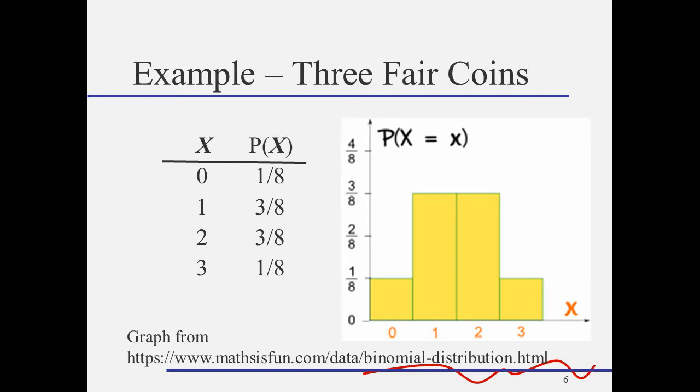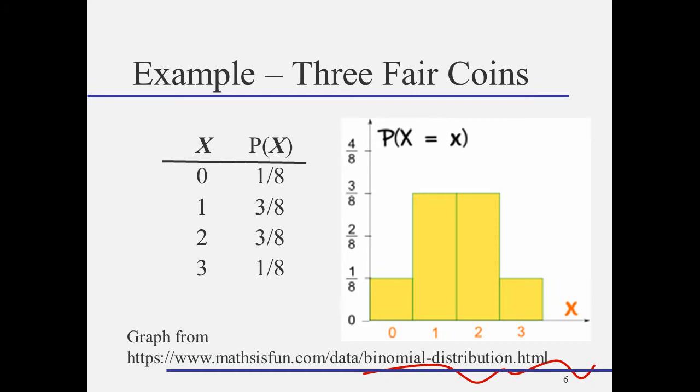I can find the probabilities by looking at the sample space. For example, to find the probability of 1 head, I look at the sample space and see that there are 3 ways to get 1 head out of 8 events in the sample space, so the probability is 3/8.